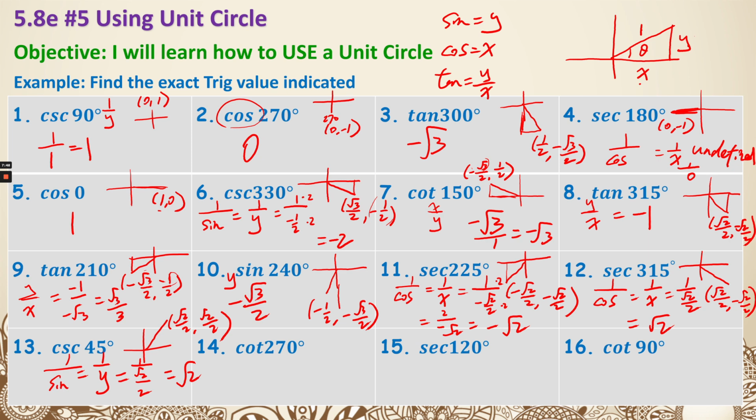Next, cotangent 270. Well, here's 270. That's a special angle, which is actually going to be 0, negative 1. And cotangent is x over y, so it's 0 over negative 1, which is just 0.